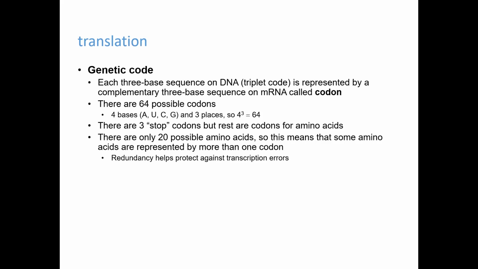Now there are 3 what we call stop codons that tell the RNA to stop making protein. So we have 3 unique stop codons that aren't coding for an amino acid, they're coding for stop.